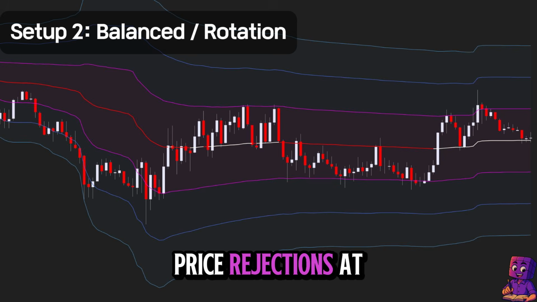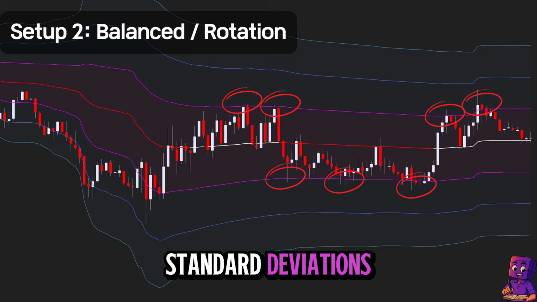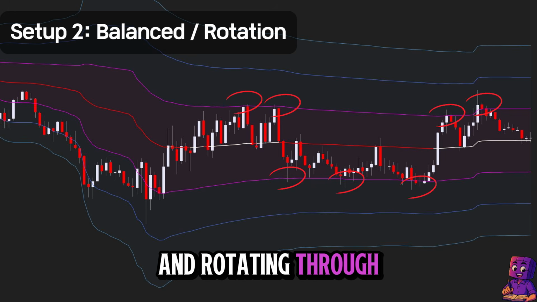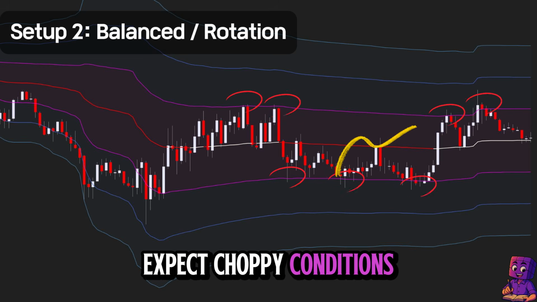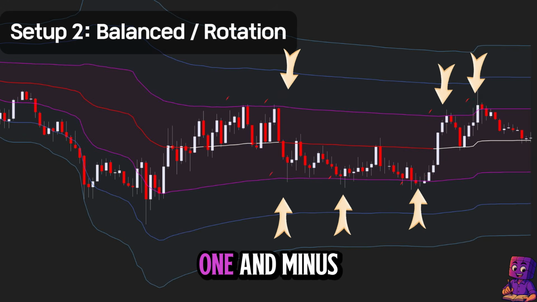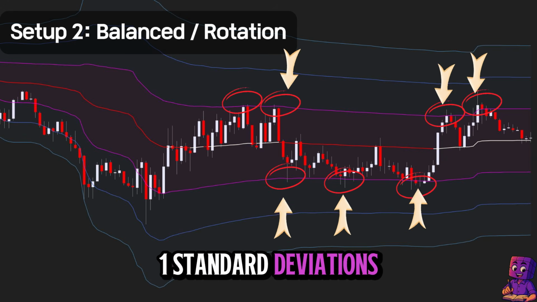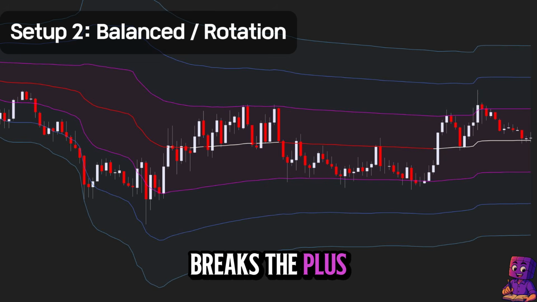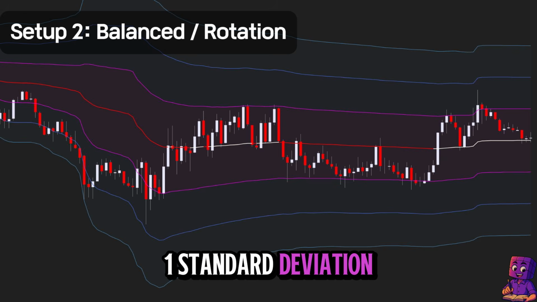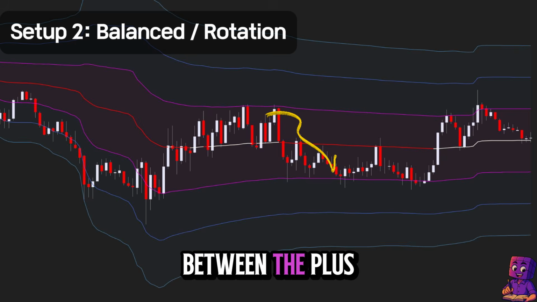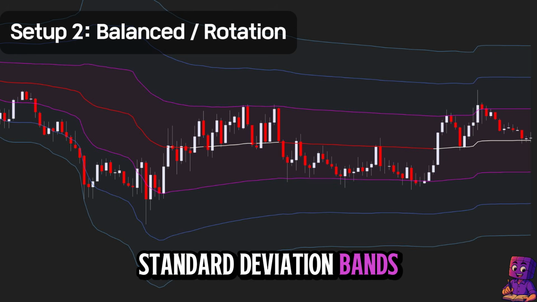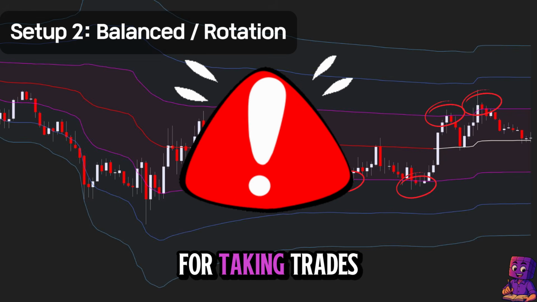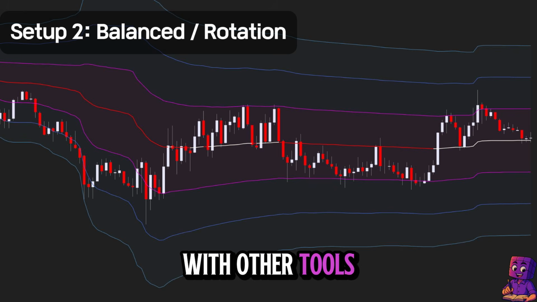That means the price rejections at +1 and -1 standard deviations. If the market keeps rejecting +1 and -1 and rotating through VWAP, expect choppy conditions, expect mean reversion on the +1 and -1 standard deviations. Don't force trend trades until price clearly breaks the +1 or -1 standard deviation. You can expect it to bounce between the +1 and -1 standard deviation bands, like temporary support or resistance areas. This is not the best environment for taking trades, but when combined with other tools, we can still catch good moves.